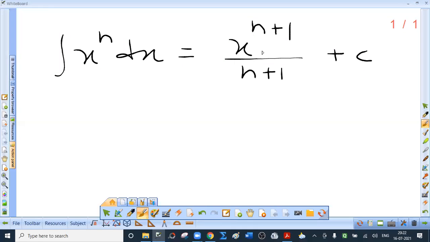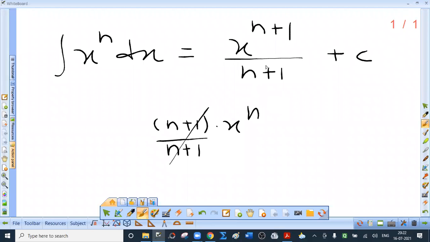I'll tell you the logic. Find the derivative of this. The denominator n plus 1 is constant. I have already explained the derivative of x raised to n plus 1. It is the index n plus 1 into x raised to index minus 1. What is n plus 1 minus 1? N. This gets cancelled. So the derivative of this function is x raised to n. So what is the antiderivative, that is, the integral of x raised to n? X raised to n plus 1 upon n plus 1.